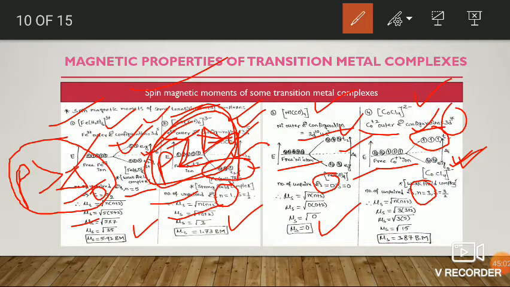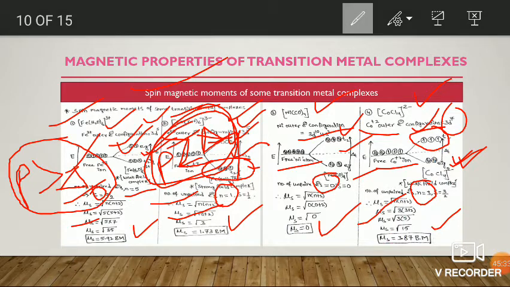So according to the spin only formula, mu is equal to under root n into n plus 2. By applying n equal to 3, we get mu is equal to root 15, which is nothing but mu is equal to 3.87 Bohr magneton. Okay, fine. These are some examples for calculation of magnetic moment in the case of transition metal complexes. Please go through some more examples.